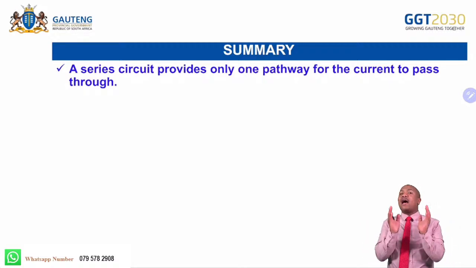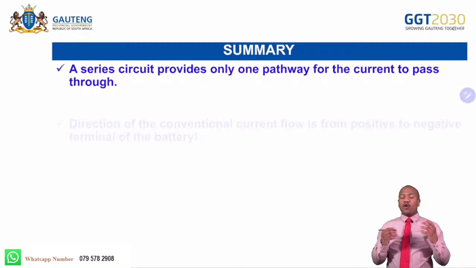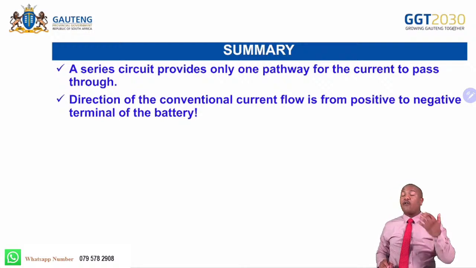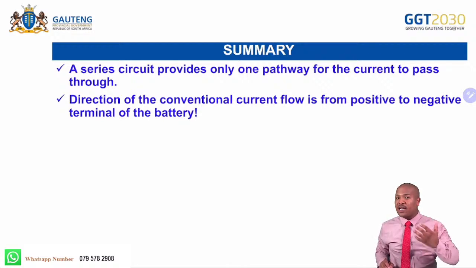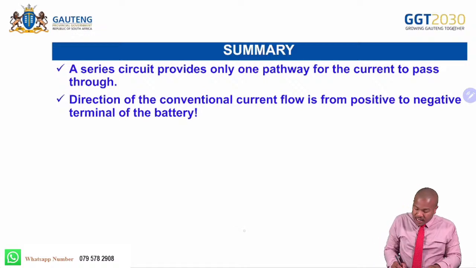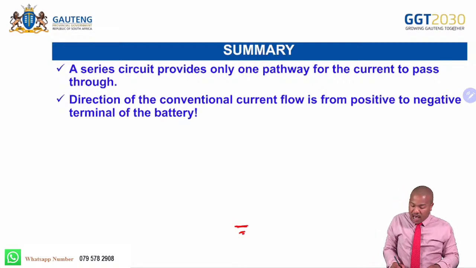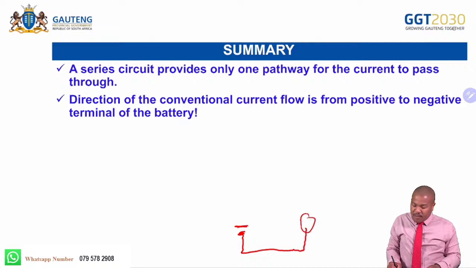It follows one pathway. And also, as it follows one pathway, the direction of conventional current flow is from the positive terminal of the battery to the negative terminal of the battery. Right. Remember that batteries or cells are like this, right? This is the symbol. We have the long arm and the short arm, right? So in that circuit, the current moves from a positive terminal to a negative terminal.